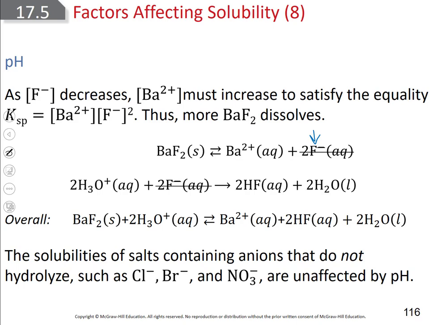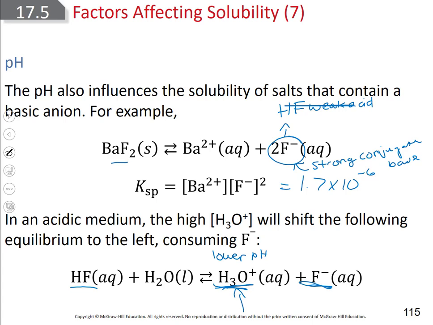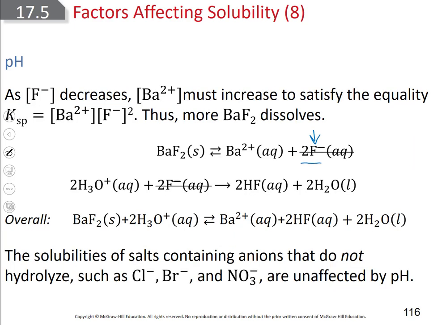The reason why more dissolved in an acidic environment is the acidic environment increased the amount of hydronium, and hydronium was consuming fluoride to make hydrofluoric acid. So the acid consumed some of the product, some of the fluoride ion. By consuming some of that fluoride ion, it decreased it. Decreasing it drove the reaction forward, which dissolved more of our barium fluoride. So solubility will increase in the acidic solution for a salt that contains a strong conjugate base.